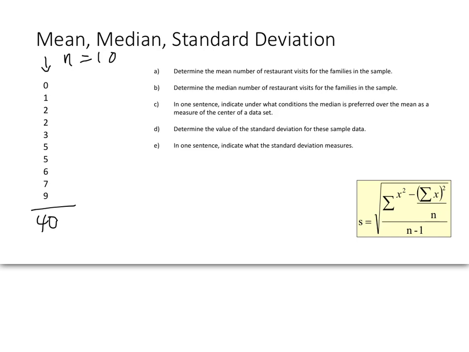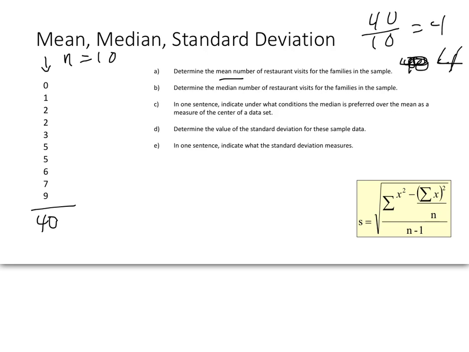So if you divide 40 by 10, our mean is going to be 40 over 10, or 4. So the mean number of restaurant visits is what we're looking at here. It's not 40, it is 4. All right, so that is our mean value.